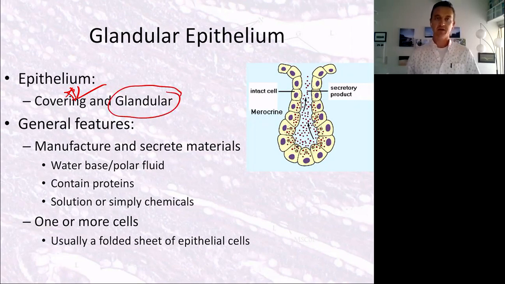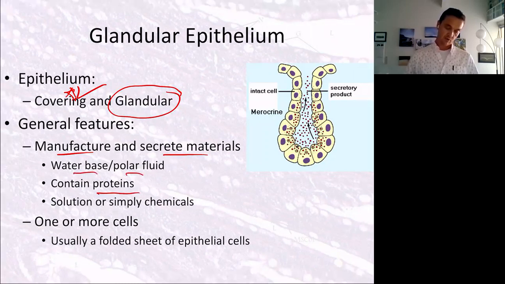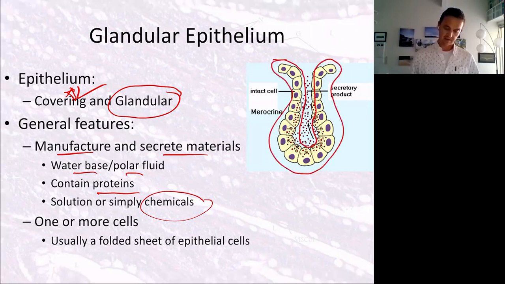Okay, so the glandular part, its general features are to manufacture and secrete materials. Okay, the materials that it secretes are typically water-based, polar fluid with some proteins in there, or it can simply be chemicals. Okay, we'll talk about a couple of those. So one or more cells. If it's a big gland like this, then it's a multicellular gland, right? But it can also be a single cellular gland, like those goblet cells we just looked at that are releasing mucus.